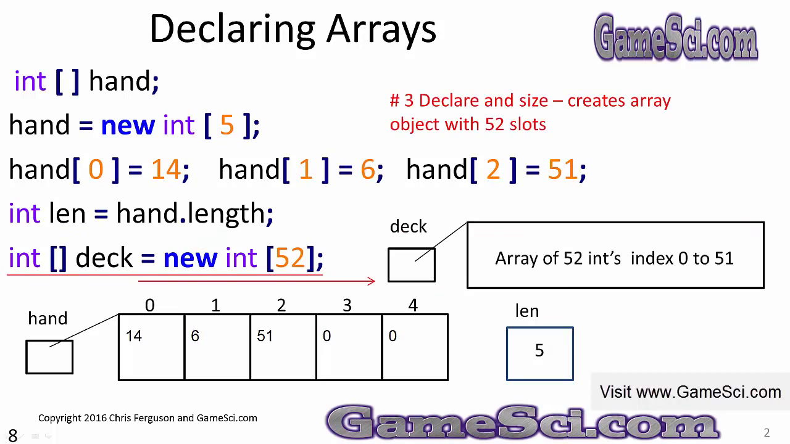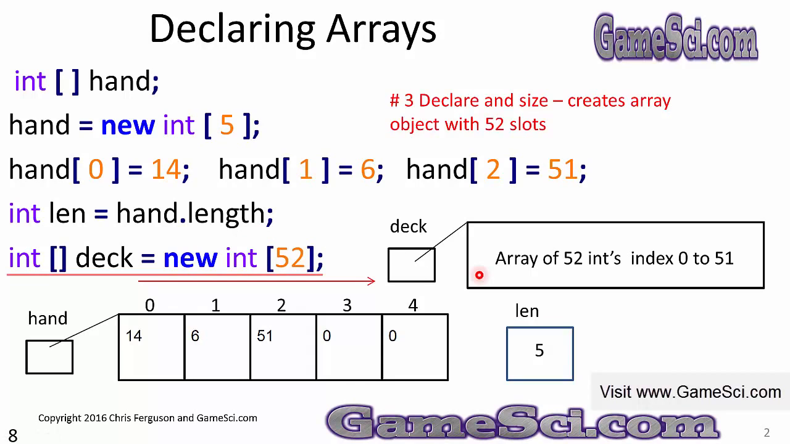Let's look at the third way to declare the array, where we declare and size the array at the same time. This line of code does 2 things. It declares and creates the array object, and it allocates 52 slots for that object. Look at this line of code: int array dec equals new int 52. What are we doing? Well, number 1, we're declaring dec as an array variable. Dec, like a deck of cards, is not an int. Dec is an array as specified by these square brackets. Then I'm going to create an array object with 52 slots in it.